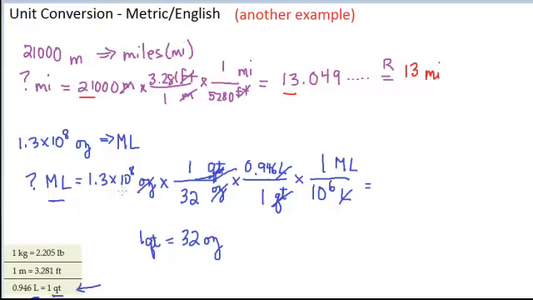I'll punch in 1.3 exp8 divided by 32 because it's on bottom, times 0.946 because it's on top, divided by 1 exp6 on bottom. My calculator will display the answer. I'll end up having to round it, but this is something like my calculator displays, and so I will round that answer. If we look at our sig figs over here, my original number has 2 sig figs. This one is exact. This one has 3 sig figs. This one is exact. And so I will round my answer to 3.8 megaliters.